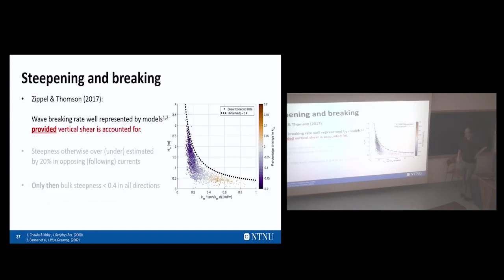I'll mention this paper by Seth Zippel and Jim Thomson. I was hoping to meet them here, but unfortunately they're not here. They looked at the Columbia River mouth, and they looked at the wave breaking rate, and tested some models, the Phillips, Kirby, Banner et al. And they only got it to match pretty well if they took into account the vertical shape of the current. Only then did they get the bulk steepness breaking threshold beneath 0.4, which they wanted.